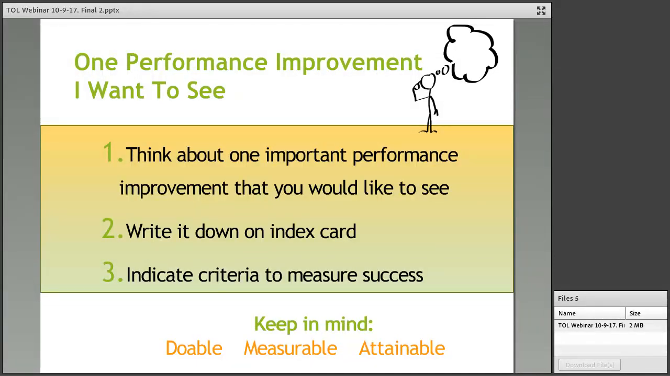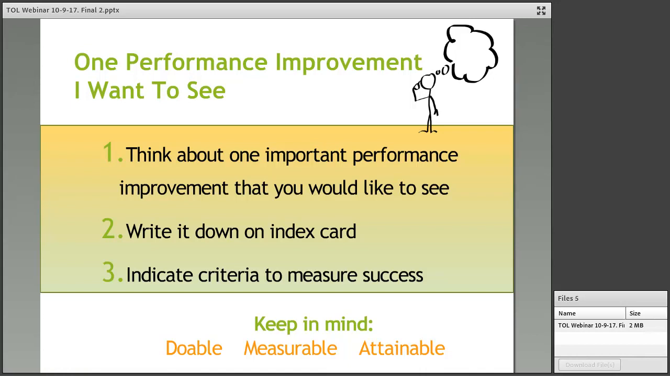So we're going to start talking about how we might pull together a plan for transfer of learning. You might start by thinking about what is one performance improvement I want to see. And Mary mentioned this earlier about the work in Tennessee, about how they've decided to choose one performance measure to keep track of and to figure out how NTI is impacting that one performance measure. So think about one important performance improvement that you would like to see.